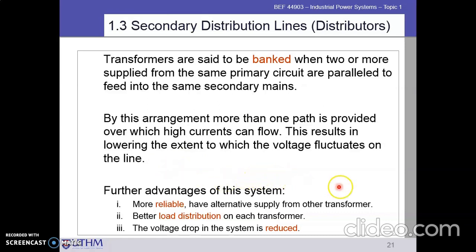Okay, further advantages of this system: the first one is that it is more reliable, as it has alternative supply from other transformers. Then it has better load distribution for each transformer. And then the voltage drop in the system is reduced.